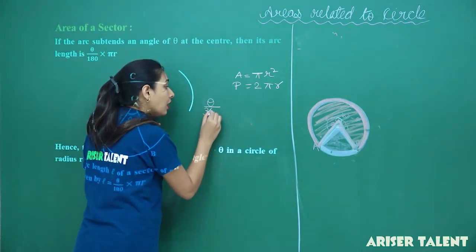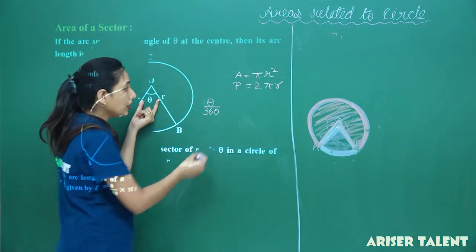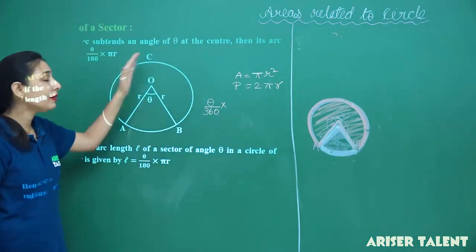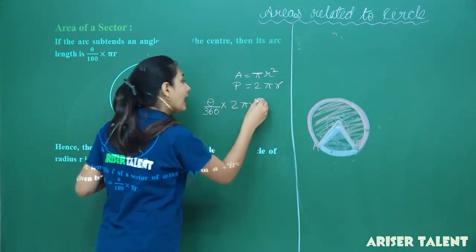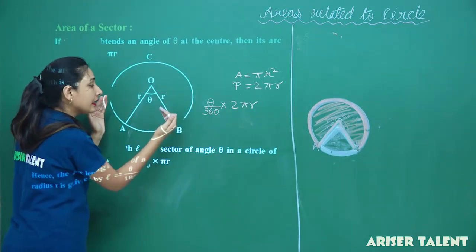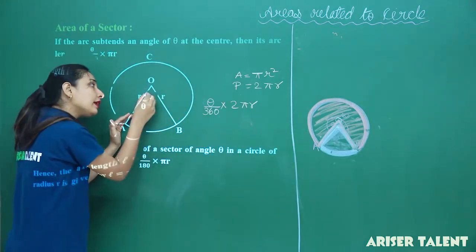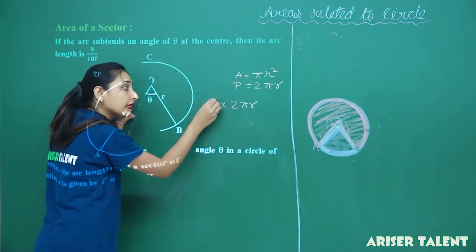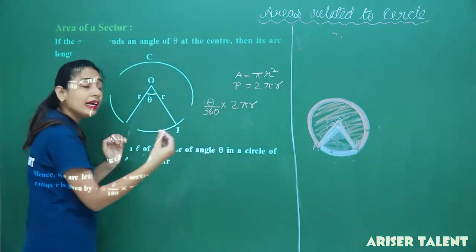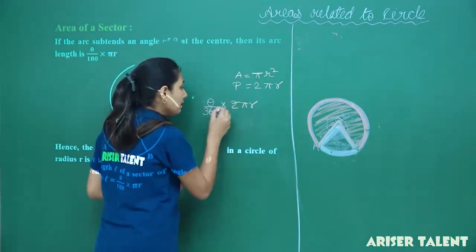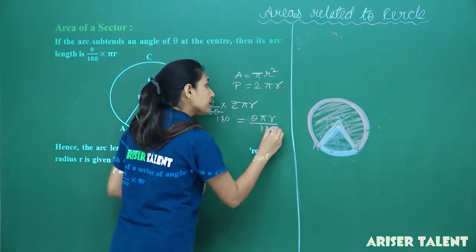From the complete 360, I am taking theta, so this will be the proportion, and the complete perimeter is 2 pi r. From 360, I am taking only theta. So the proportion of the circumference equals the complete circumference multiplied by the angle ratio. Now what will it become? It becomes theta pi r by 180.